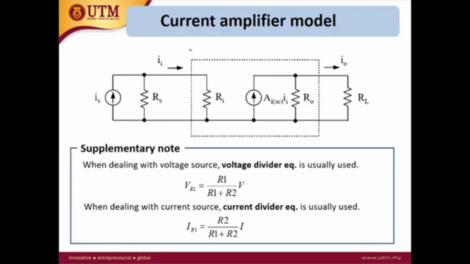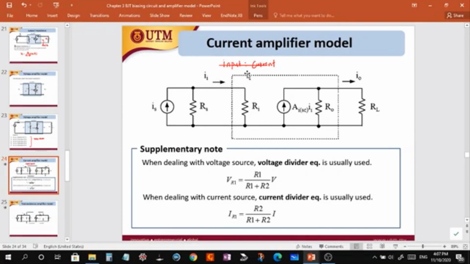Okay, in the previous part we discussed the model for the voltage amplifier. So how does the other amplifier model look? For example, the current amplifier model. In the current amplifier model, the input is current, and then the output is also current.